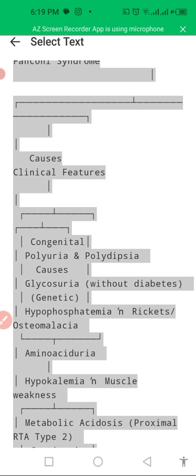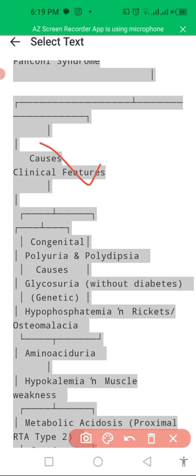First of all, we have to look at the normal physiology of the kidney. That is, the kidney has the function of filtration and excreting certain toxic things out of the body. So Fanconi syndrome occurs when there is a proximal convoluted tubule defect. So first of all, we will be looking at clinical features.